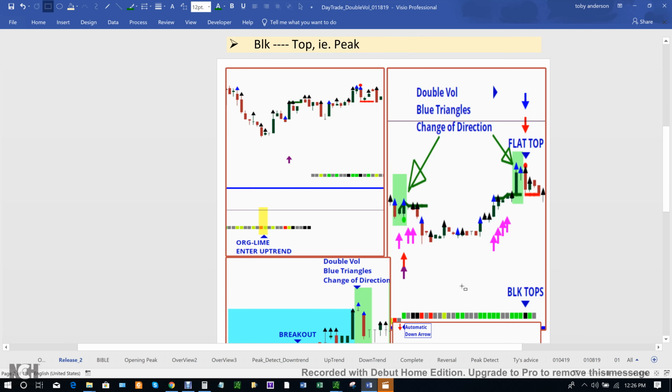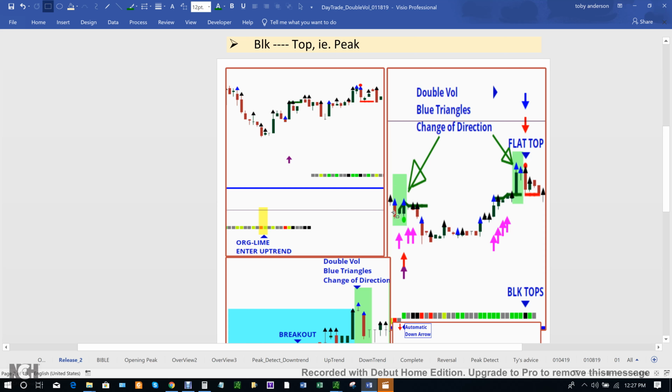This is the main square here, and I've highlighted the stuff in lime green, which I will do when we look at some stocks I traded today. The basic idea is that when you have two blue triangles on top of the candles in a row, there's going to be a change in direction. In this case, the trend is going up, the two blue candles happen, and then it starts going down.